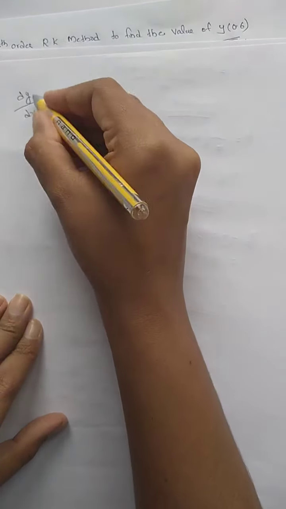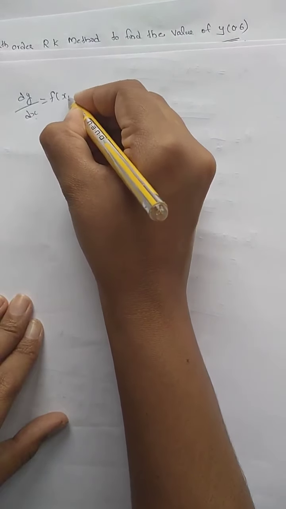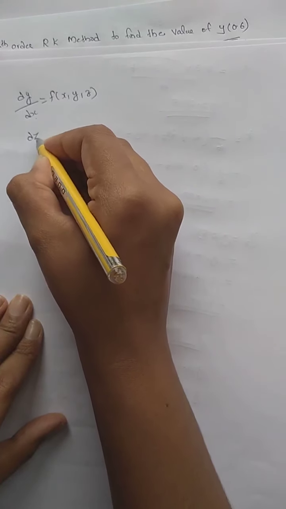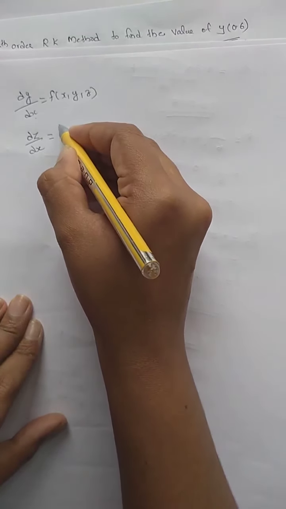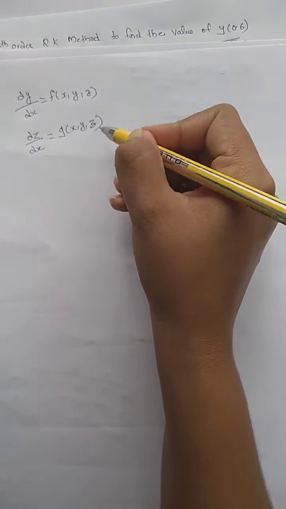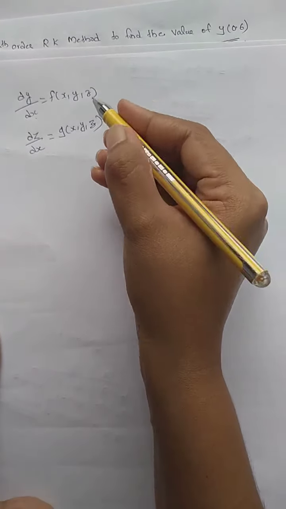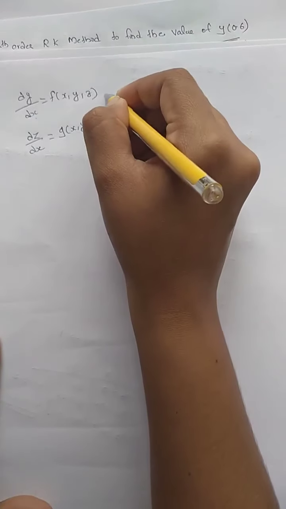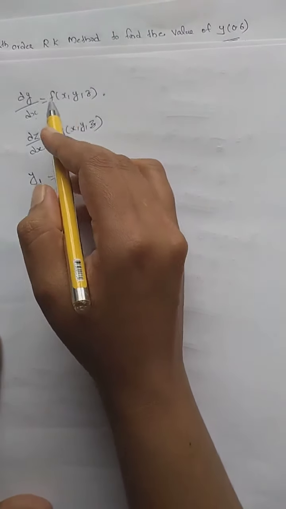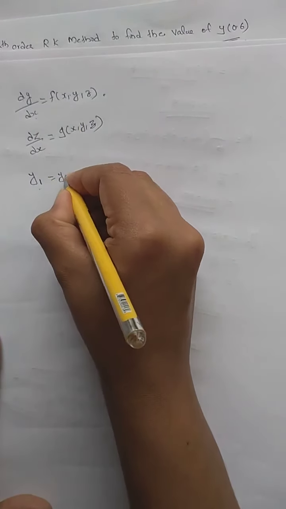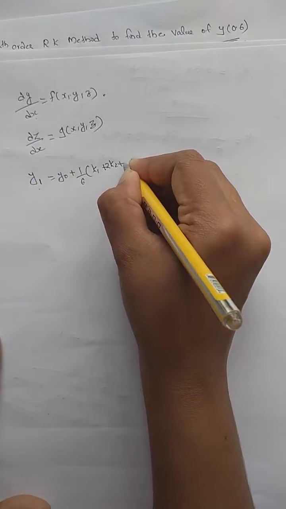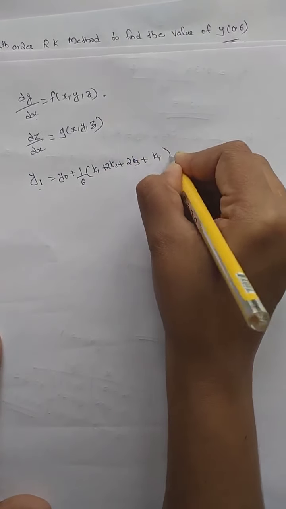We have to find out the values of omega and delta. So if dy by dx, we are taking two functions, then it is f of x, y and z. And I have one more function, that is dz by dx, equal to another function of x, y and z. In the swing equation we use this type of equation. If this is the first equation, then we have to solve y1, the next step of the solution. y1 is equal to y0 plus 1 by 6 into k1 plus 2k2 plus 2k3 plus k4. We have to solve this.